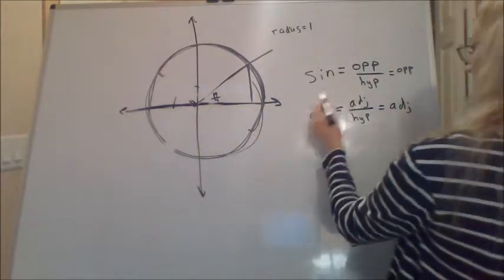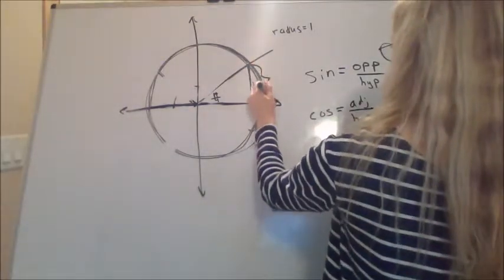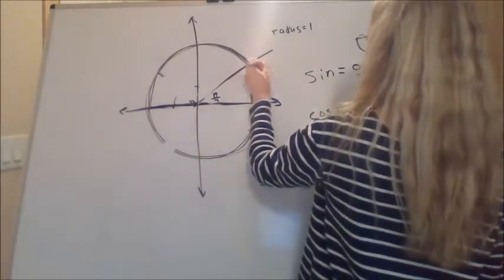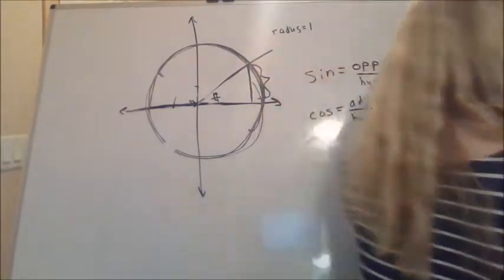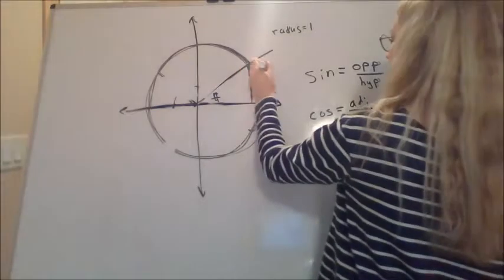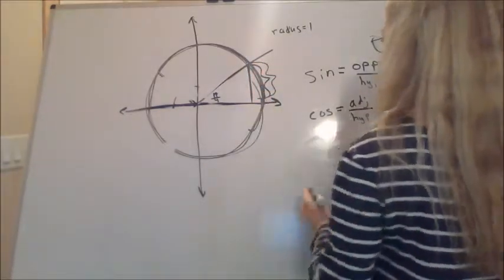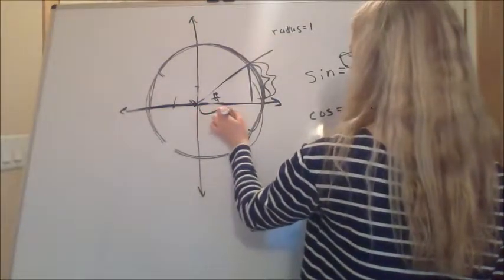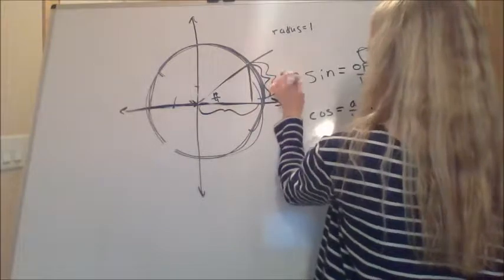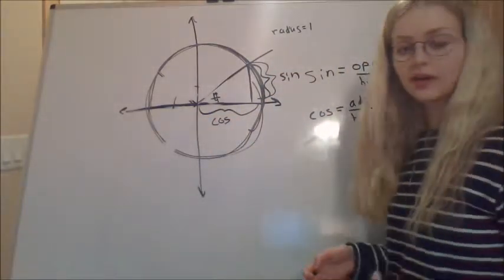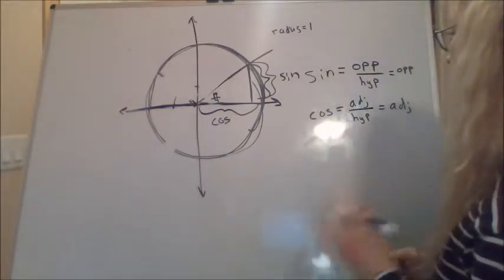So we know that our sine, here I'll use a different color marker for this, our sine is going to be right there. It's going to be the opposite. It's going to be the height. And we know that our cosine is going to be our ground distance right here. So this is sine, and then this is going to be cosine. And this is special for the unit circle since the radius is going to be 1.